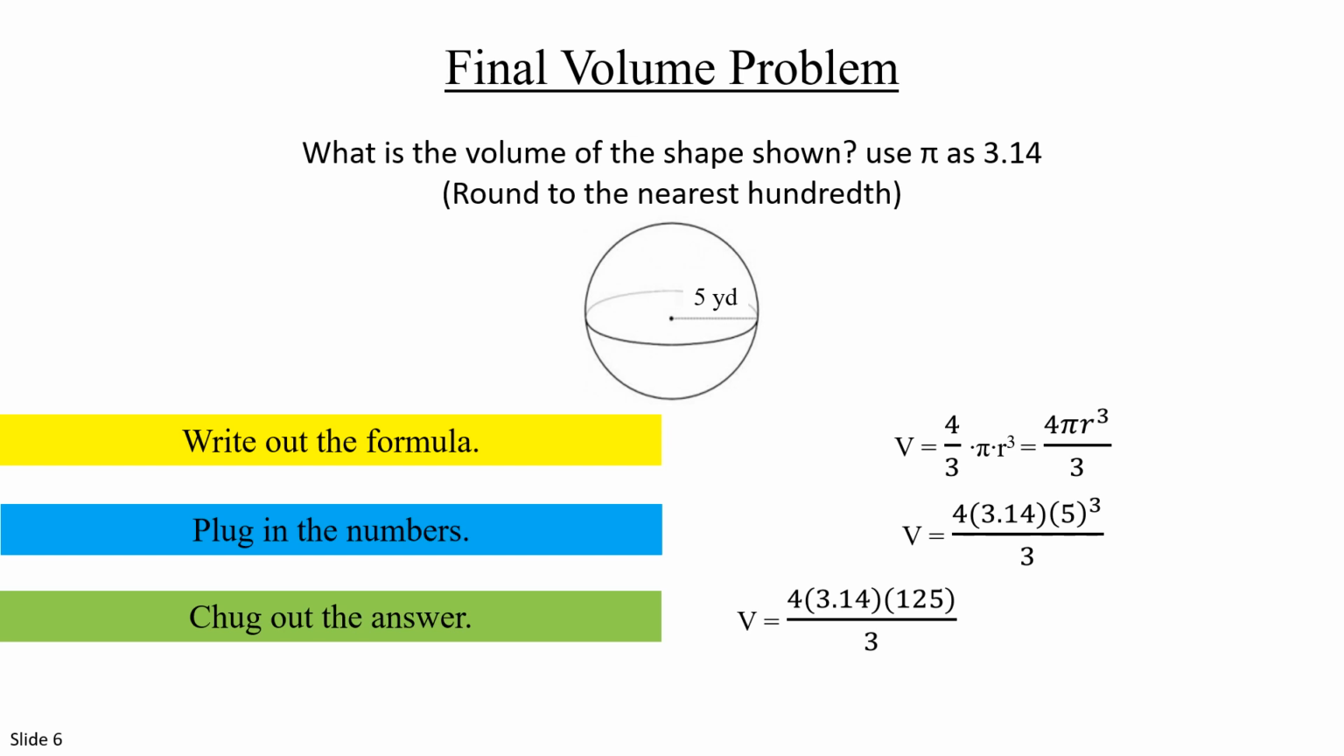So 5 cubed is 125. So I multiply the top, 4 times 3.14 times 125 is 1570. Divided by the 3, 523.3333333333, and rounding to the nearest hundredth, which is 2 decimal places, is 523.33 centimeters cubed.